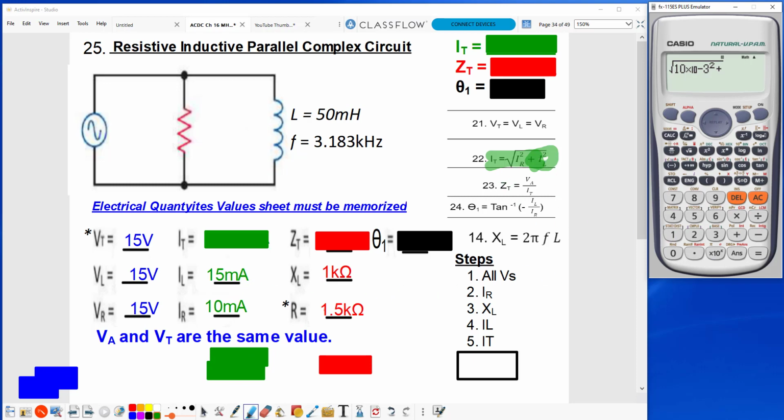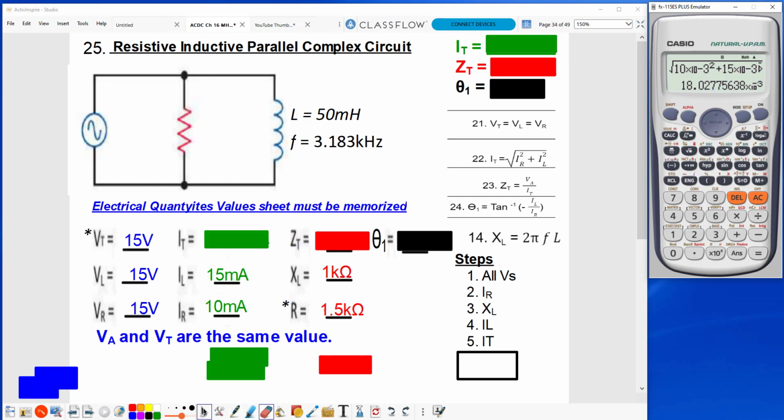IL is 15, 15 times 10 to the negative third. And I have to make sure I square it. It's easy to forget that. Squared. The way you don't forget it is you keep checking the formula to make sure you're doing it right. And I hit equals, I hit engineering, and my IT value should be 18.03 milliamps.